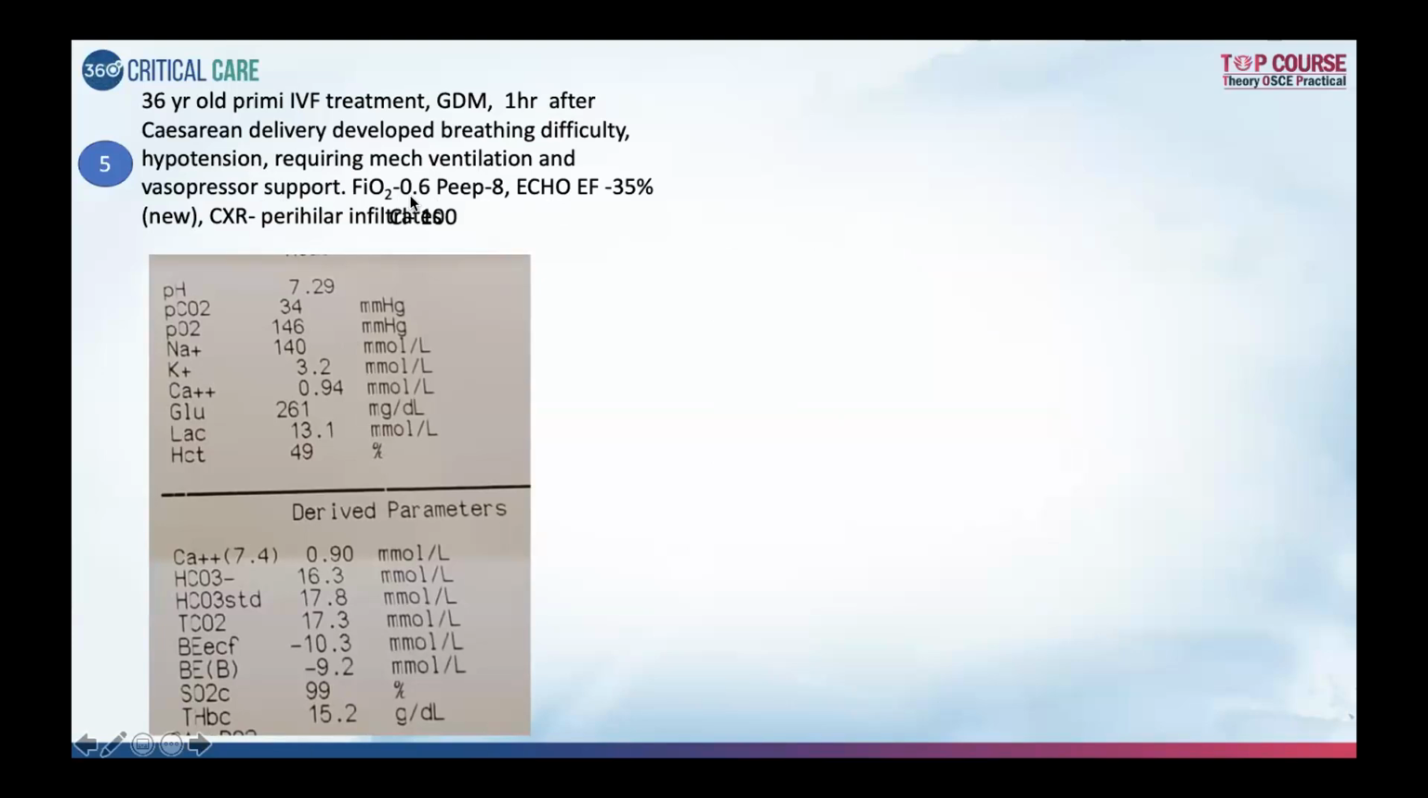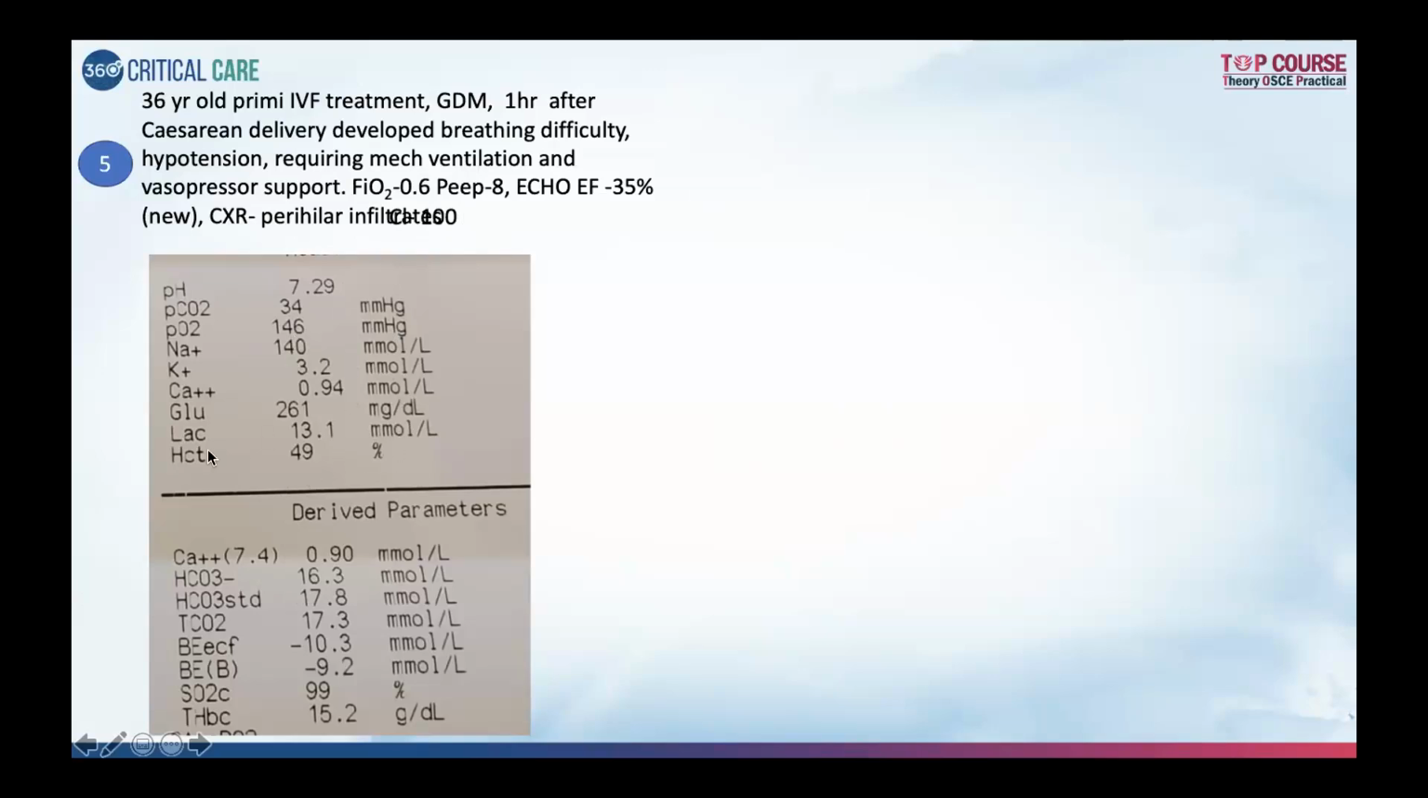She is on FiO2 of 0.6, PEEP of 8. Echo done showed 35% EF, which is new onset, and X-ray perihilar infiltrates. Okay, the chloride is somewhere around 100. So this is the pH: pH 7.29, PCO2 34, bicarb is 16.